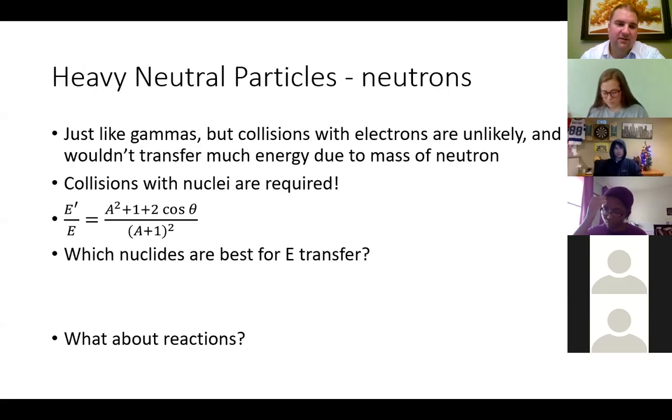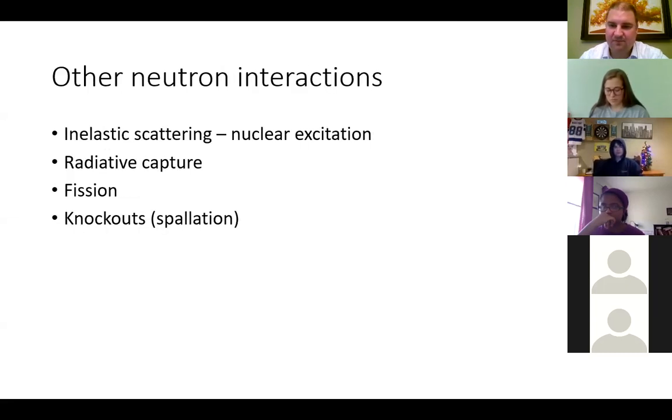If that neutron is neutral and collides with a hydrogen nucleus and causes that hydrogen nucleus to move, well, now that hydrogen nucleus is charged and it's going to have more mechanisms, more opportunities to deposit its energy in the material. And so if you can get that neutron to kick out an ion, the ion is going to lose energy faster in the material than the neutron would.